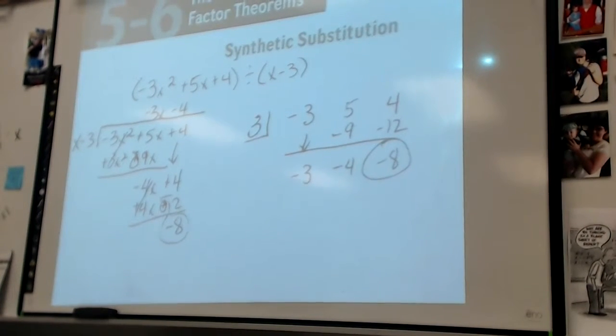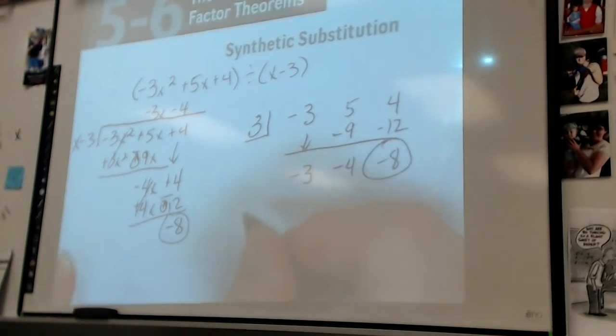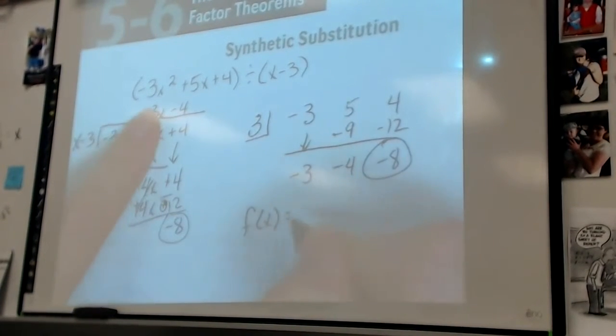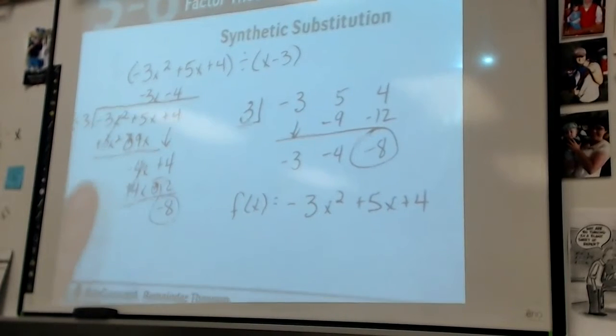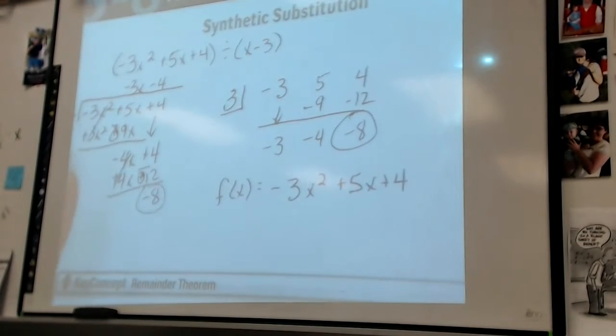Okay, now let's go back a little bit and talk about evaluating a function for a certain value. Let's say I have my original function, f of x equals negative 3x squared plus 5x plus 4, and I wanted to know what the value was when x equaled 3. How would I find the y value when x equals 3?